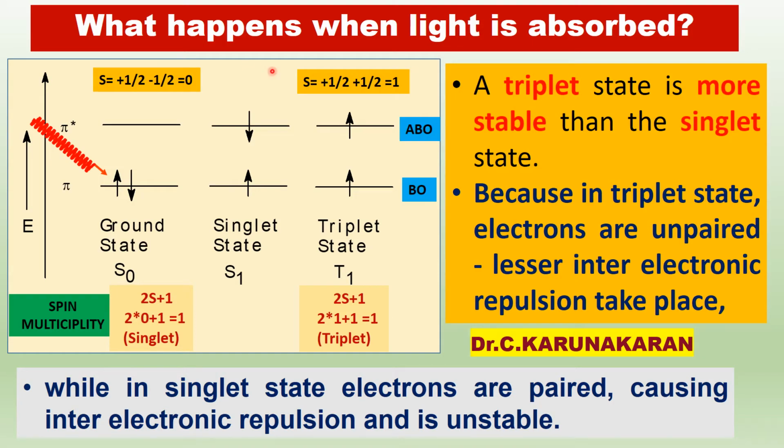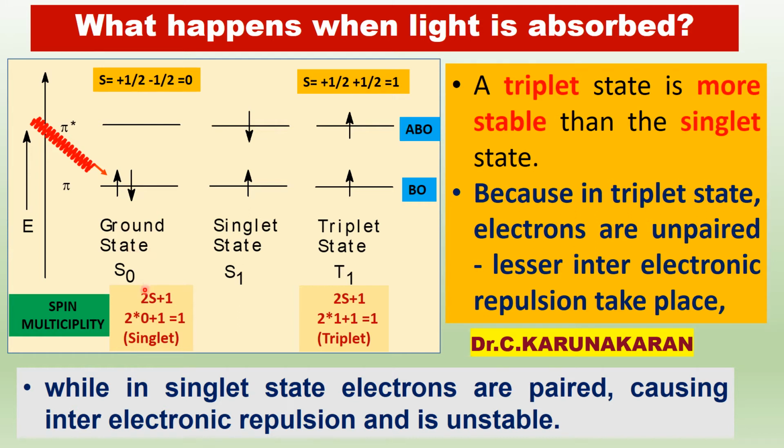Let us see what happens when a light photon is absorbed by a molecule. Let us consider an ethylene molecule with a pi bond. There are 2 electrons in the pi bonding orbital, and there is the anti-bonding orbital, pi star. So there are 2 electrons placed according to Pauli exclusion principle.